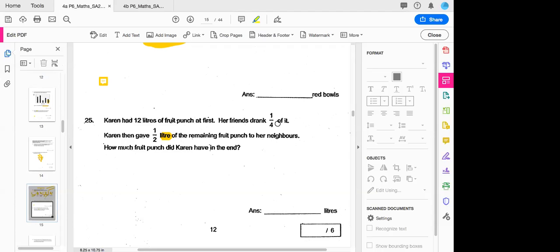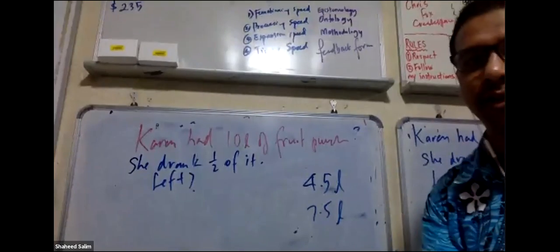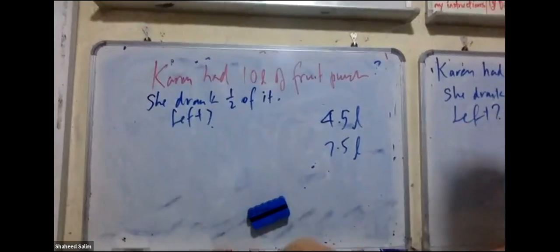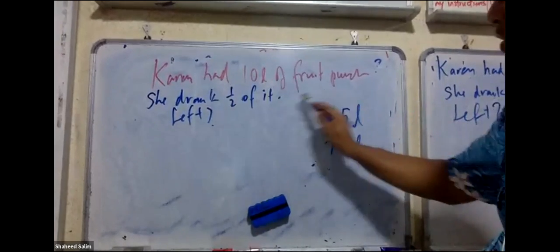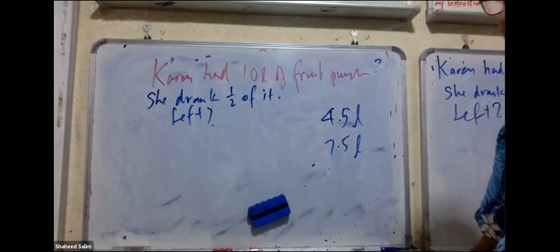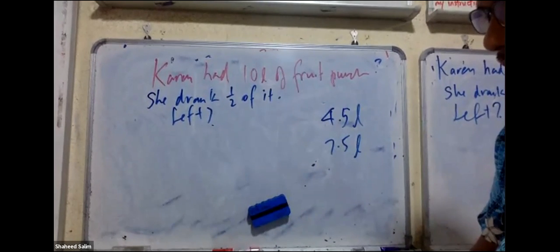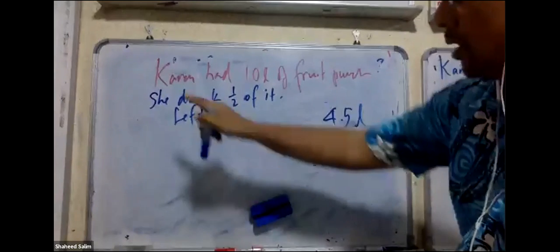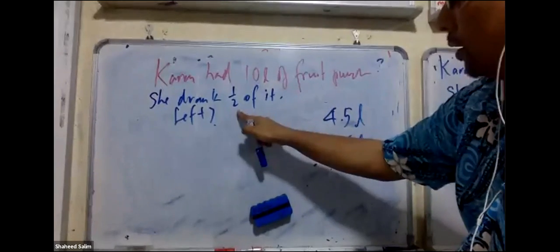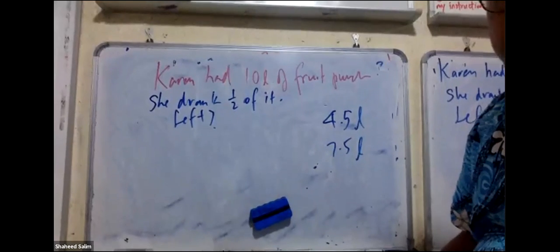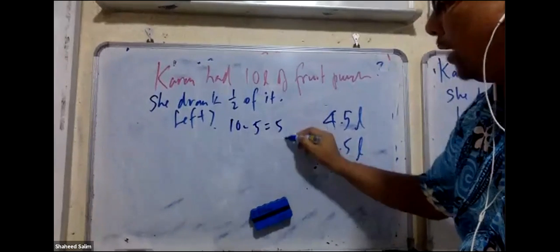Okay. Before you tell me your answer, I'm going to ask you this question first. Karen had 10 liters of fruit punch. She drank half of it. How much is left? Half of this is how much? Imagine, I'm just giving this so that you understand the question. Karen had 10 liters of fruit punch. She drank half of it. How much is left? 6. Why did you get 6? She drank half, half of 10. Oh, 5. So she drank 5, so she's left with 5 liters.